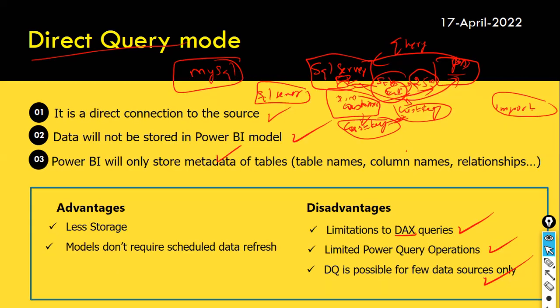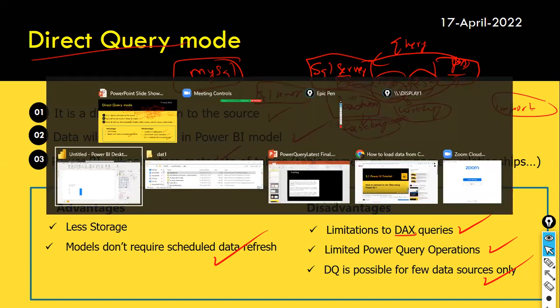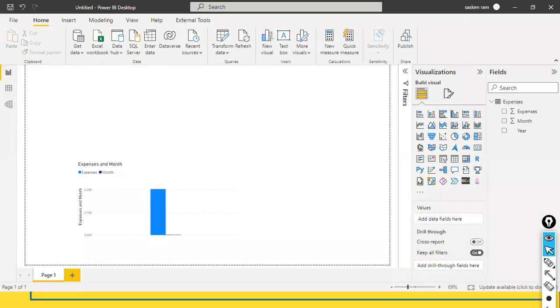The other advantage of this mode is that it doesn't require scheduled data refresh. In the case of import, in order to keep your report up to date, you need to keep refreshing your data. For example, in Power BI Desktop, look here, I loaded this expenses table using the import connectivity mode. Now this data is loaded into Power BI Desktop itself. So let's say I go to the data view.